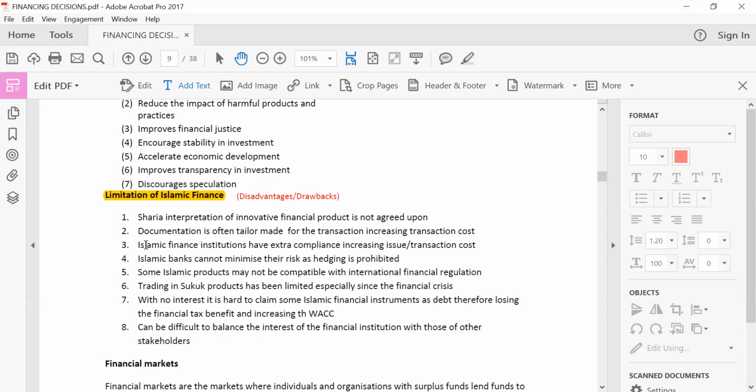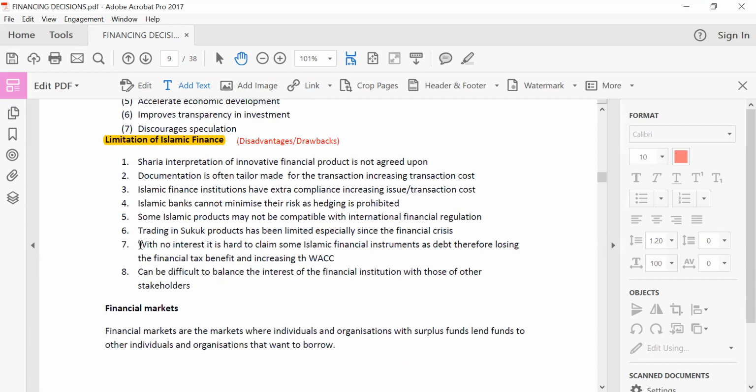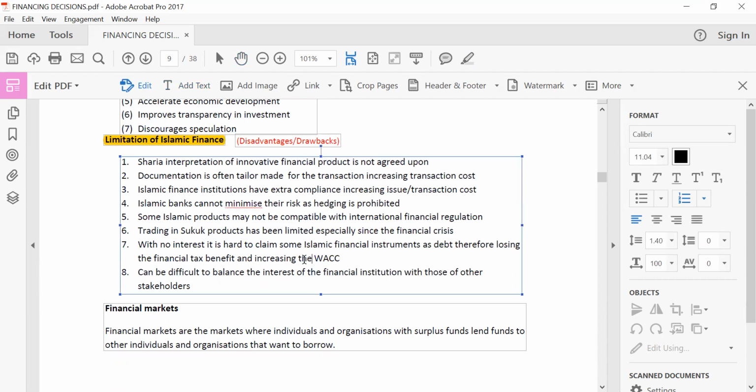Islamic banks cannot minimize the risks as hedging is prohibited. Some Islamic products may not be compatible with international financial regulation. Trading in sukuk product has been limited, especially since the financial crisis, which happened in 2009, right? With no interest, it is hard to claim some Islamic financial instrument as debt, therefore losing the financial tax benefit and increasing the WACC, right? Good. We look at that principle later on. It can be difficult to balance the interests of the financial institution with those of other stakeholders.